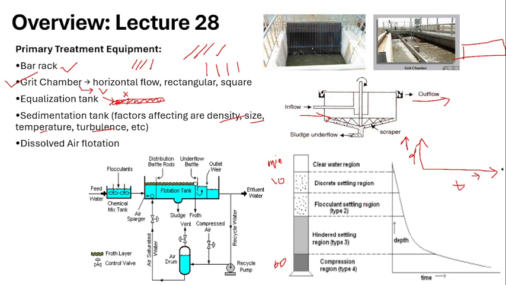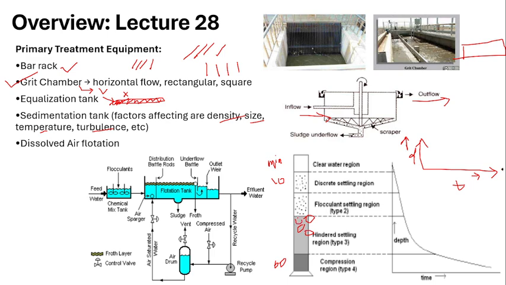And in the flocculent settling region, what happens? Here we have added the coagulant. So the interaction will be happening between them. They will be interacting, so it will come down relatively faster. And then in the hindered settling region, here the reaction is complete, so larger flocs will be formed here.